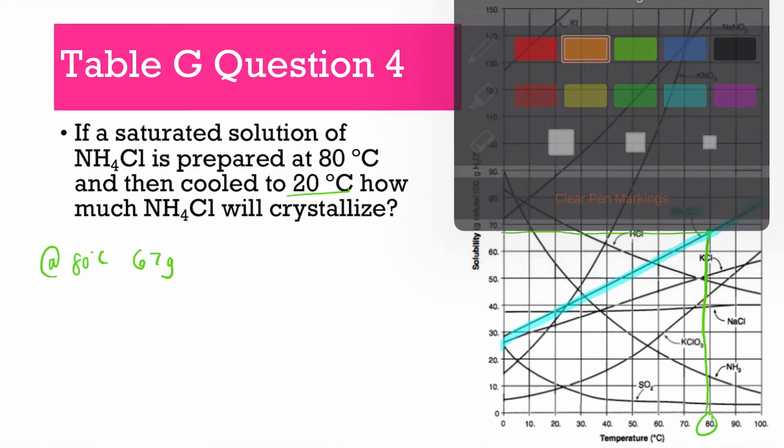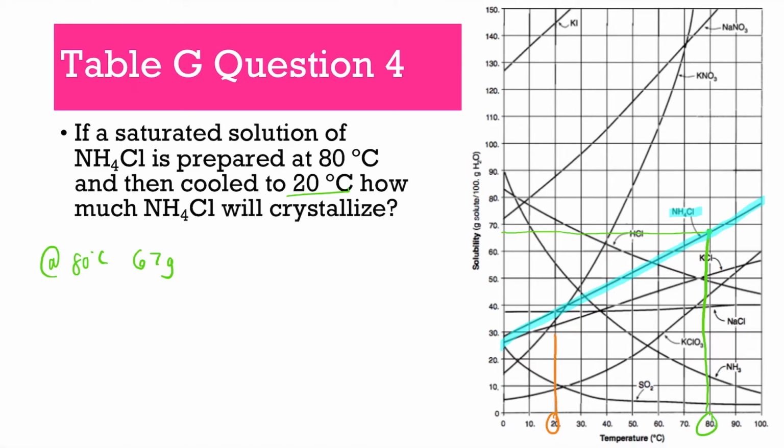And then it says at 20 degrees. So at 20 degrees, we go up and, I say that's about 38 grams. And so basically what it's saying is you made a saturated solution at 80 degrees, but it cooled. So the problem is that you have this much amount of sugar in that orange dot, but according to this curve, you can only hold a maximum of 38. So all of this extra sugar in that area recrystallizes.